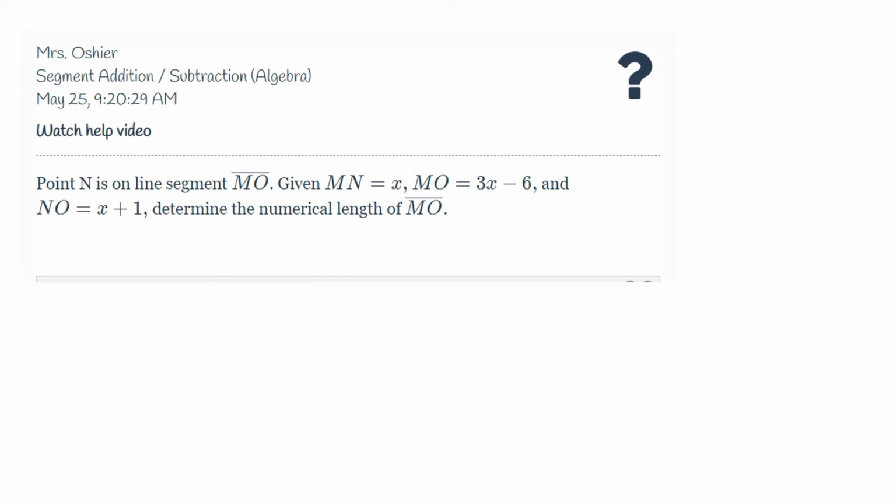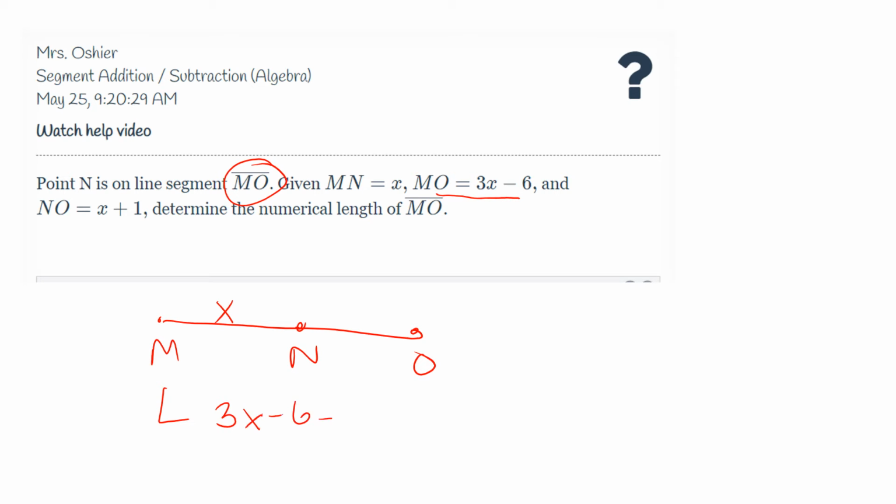Same kind of situation here, but now with algebra. So we have segment MO, so I'm going to go ahead and draw MO. Point N is on it somewhere, so I'm going to put N right there. It tells me MN is x, so here's x. MO is 3x minus 6, so that's this entire distance, so the whole thing is 3x minus 6. And then NO is x plus 1. So I'm just going to quickly color code. So I have MN here is x, and then I have NO is x plus 1. So that black and green piece add up to be the entire segment. So if I put that together, the black piece plus the green piece is equal to the entire thing.